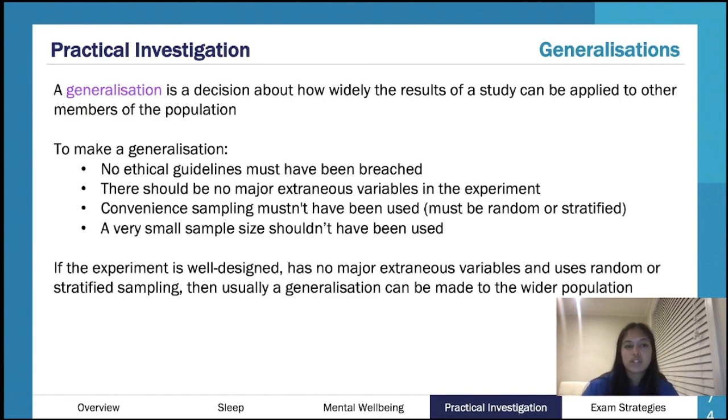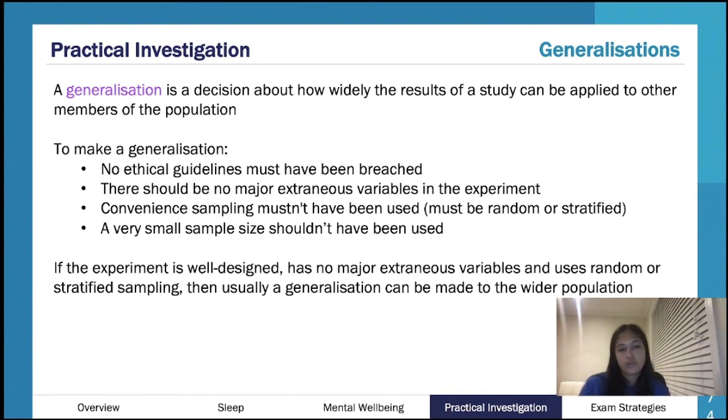Okay, so then we've got generalization. So these are sort of what you come to with your conclusion. So it's basically, is my experiment designed well enough that I can say that the results that I found in this sample can be applied to the rest of the population. So the main thing here is that your sample should be representative of the population. So you shouldn't have used convenient sampling. You should have a big sample size, and then that means that your sample is representative of the rest of the people in the population.